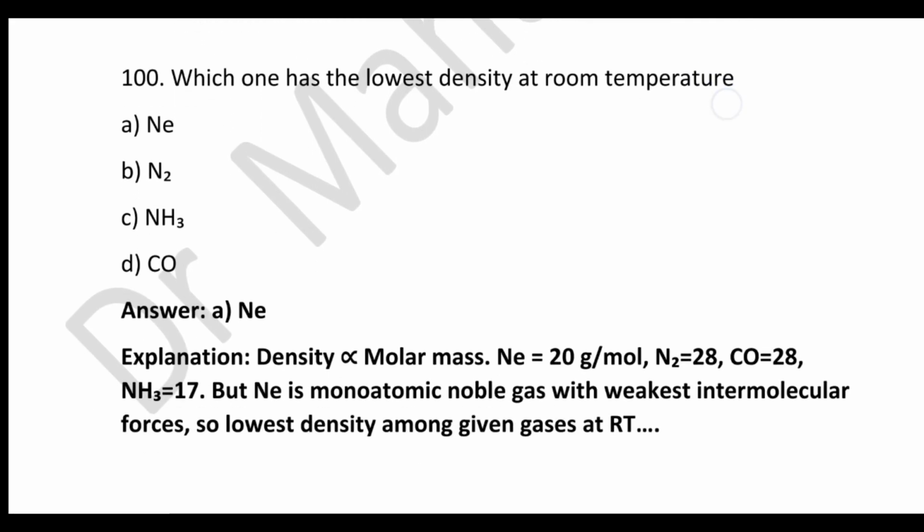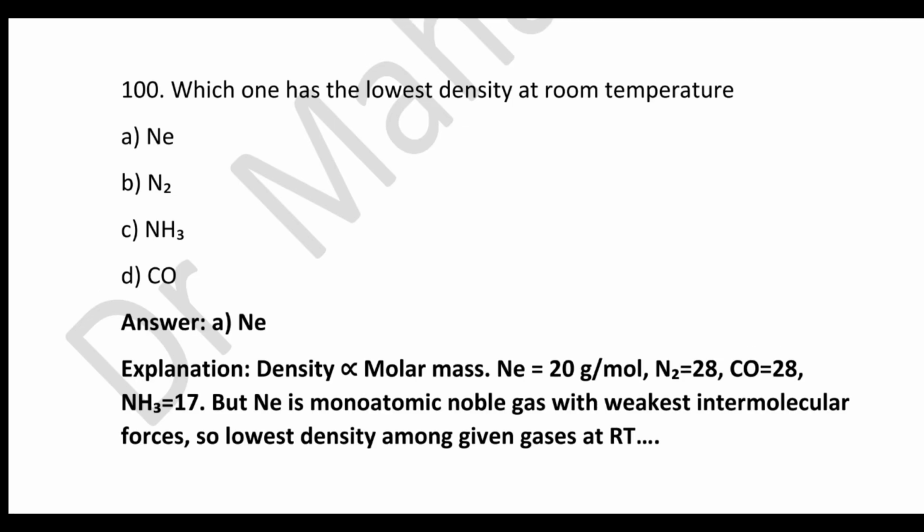Which one has the lowest density at room temperature? Correct answer is option A, that is neon, because density is directly proportional to molar mass. So lowest density among the given gases at room temperature is of neon.